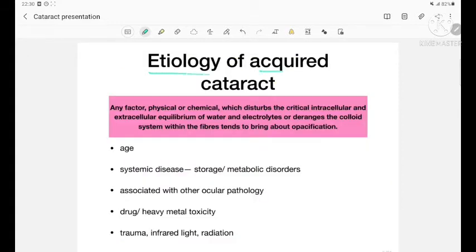Next, etiology of acquired cataract. Any factor, physical or chemical, which disturbs the critical intracellular and the extracellular equilibrium of water and electrolytes, or which deranges the colloid system within the fibers, tends to bring about opacification. So, the etiologies include increasing age, systemic diseases like storage and metabolic disorders, associated other ocular pathology, drug or heavy metal toxicity, trauma, infrared light and radiation.